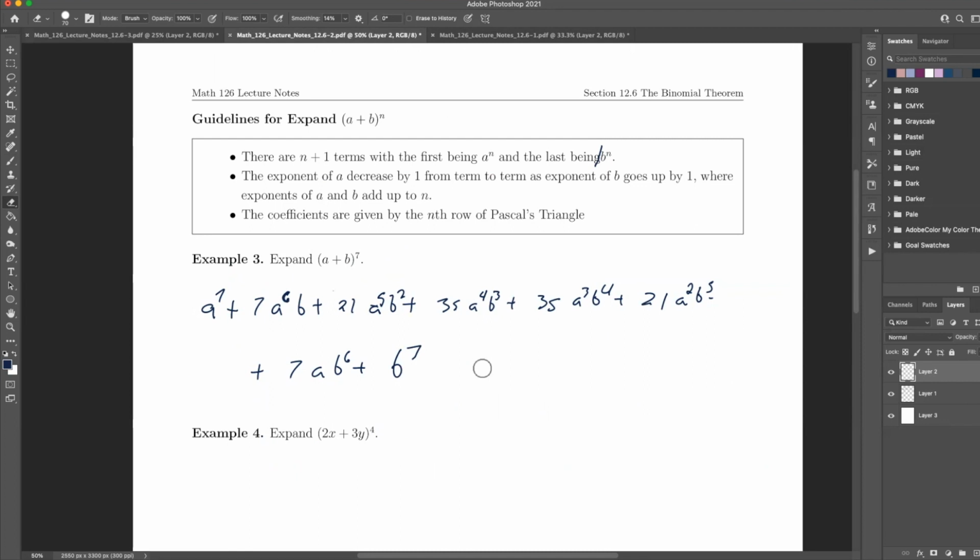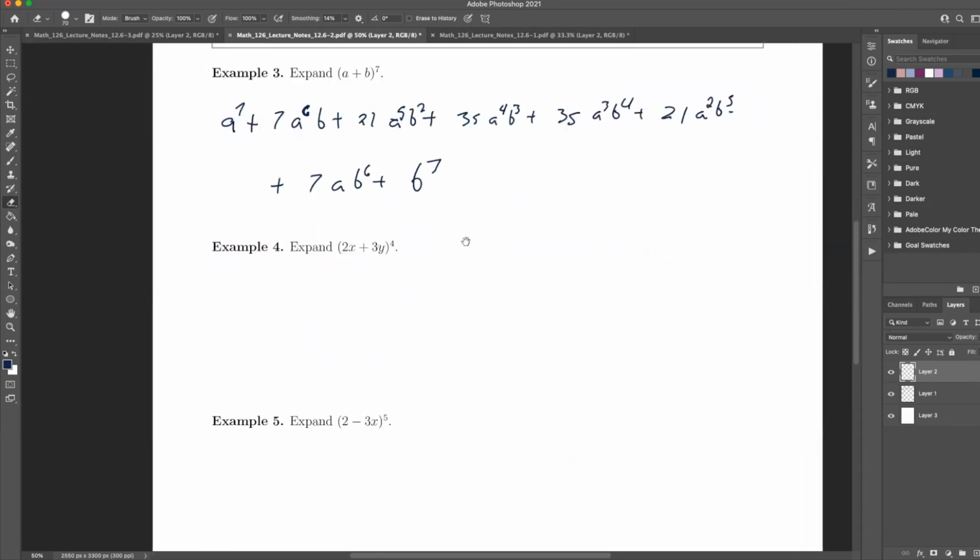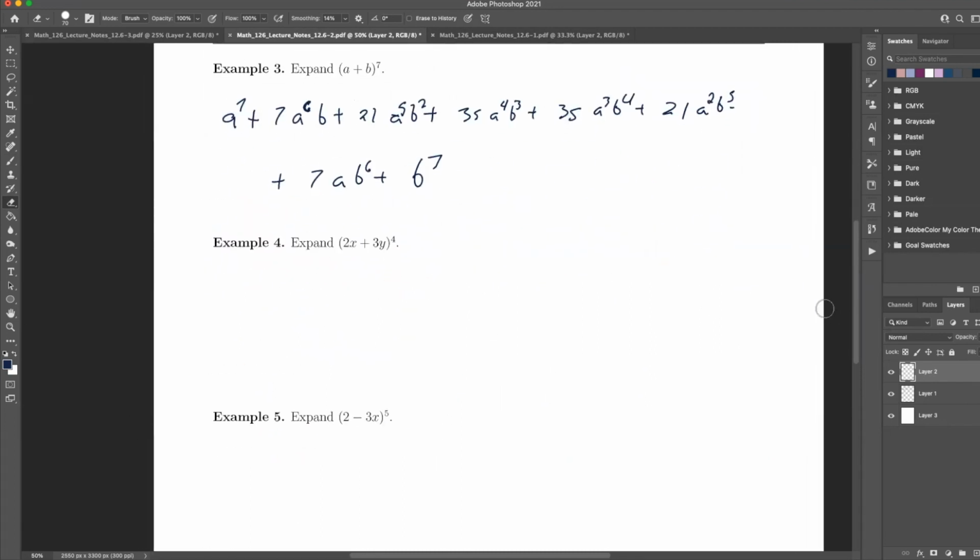Now, what happens if it looks a little bit more interesting like this? So here's something that looks a teeny bit more interesting, because this is, in real life, what you're going to get. You're going to get something a little bit more like this. So this is going to be my A, this is going to be my B, right? So I'm going to let A equal 2x and B equal 3y, just in this case.